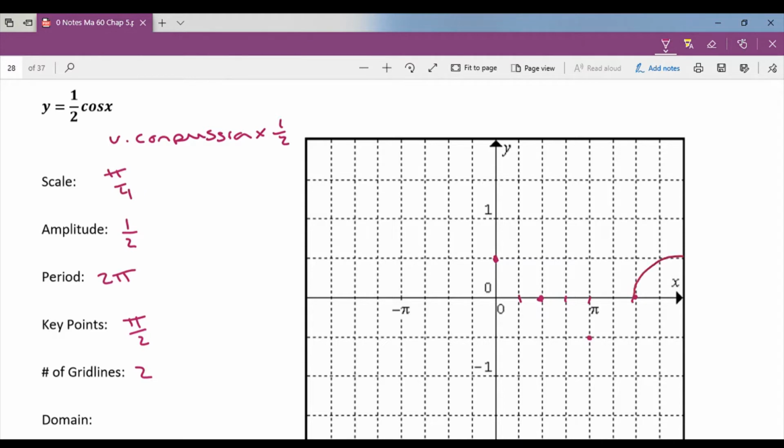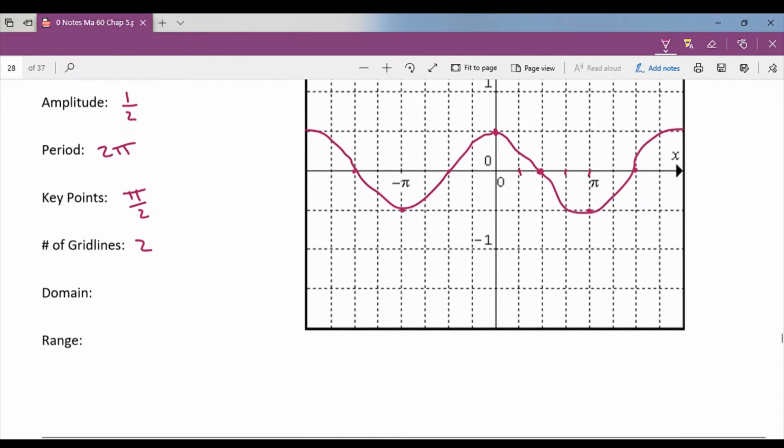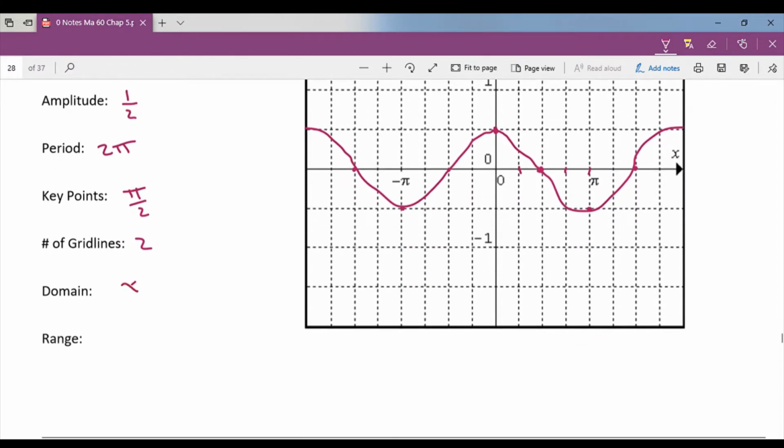And again, you do not have to do it like this. You can draw your base graph and transform it. So 2 grid lines down to 0, 2 grid lines down to -1/2, 0, and 1/2. You have to fill your grid, no choice. You can't just draw one cycle. And there you go. There's y equals 1/2 cos x. And the domain of this graph is x in the real numbers, and the range is -1/2 to 1/2.